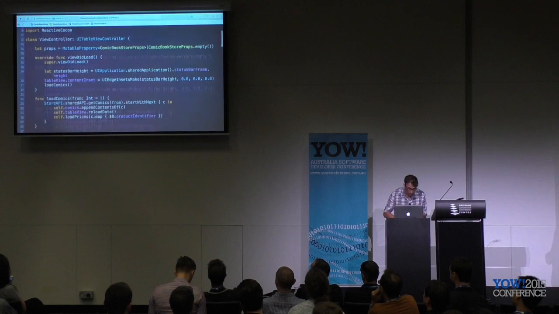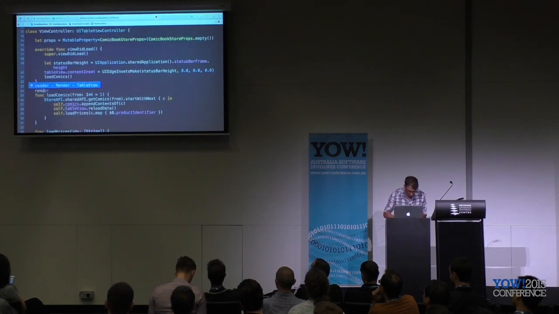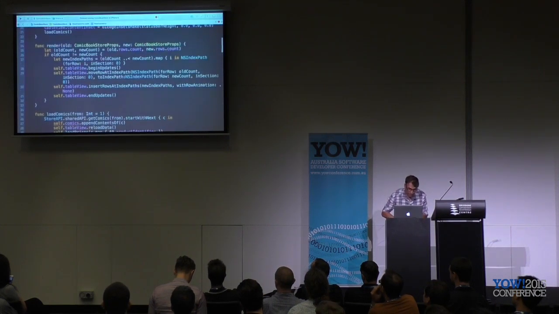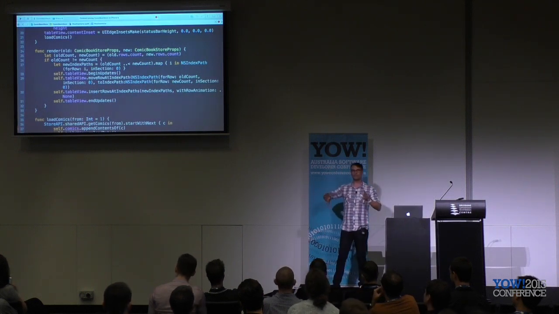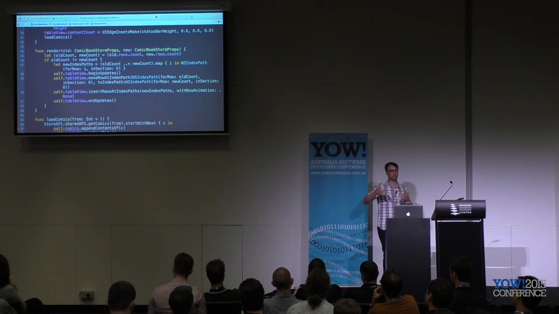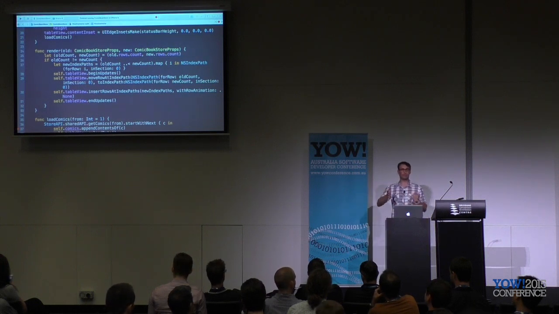So I'll do props at the top level, and I've got a render function. Now, this render function is a little bit more complicated. This is where the React model falls down a little bit. I don't have an automatic diffing framework that's going to work out what's changed, so I can't just re-render the whole table. Actually, I can just re-render the whole table. I could do a table view reload data, but that's not very fun.